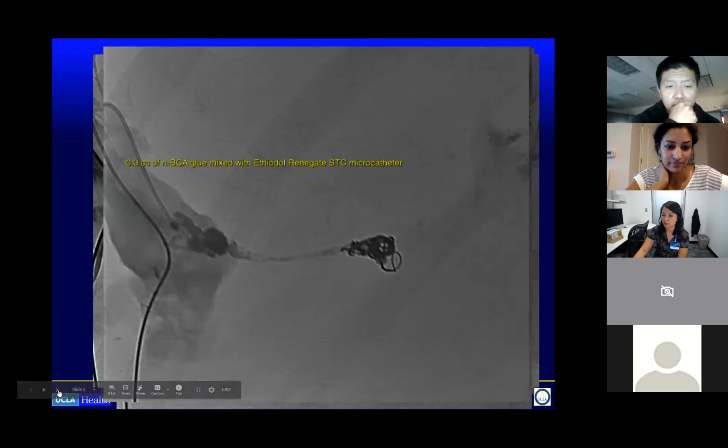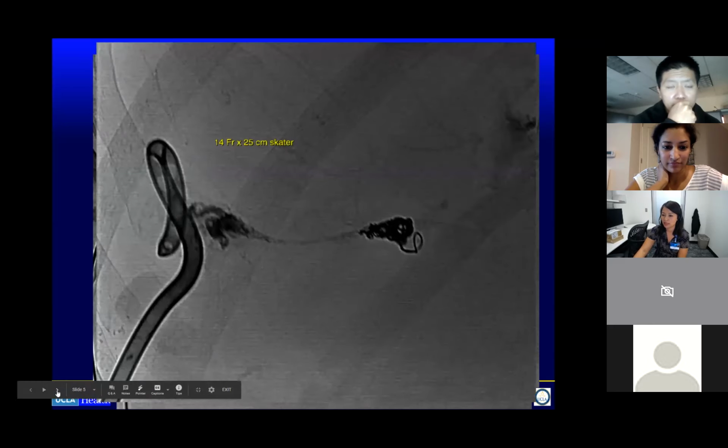And so they were able to stop the bile leak, which was pretty cool because this is less invasive than taking the patient to surgery for partial hepatectomy.